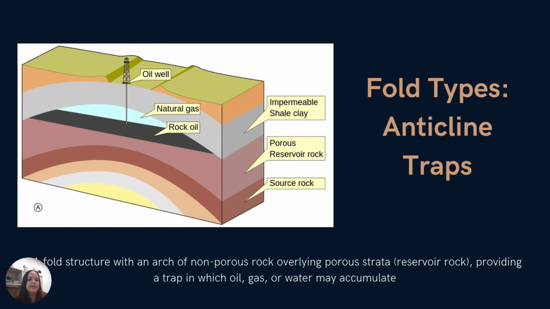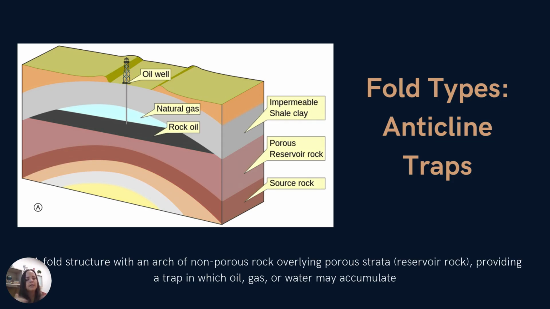Anticlines can form what we call an anticline trap, where natural gas and oil can get trapped. A fold structure with an arch like this can form non-porous rock overlaying porous strata, which is the reservoir rock that holds the actual oil. It can then trap that oil, gas, or water until we drill a well and pull it out of the ground.